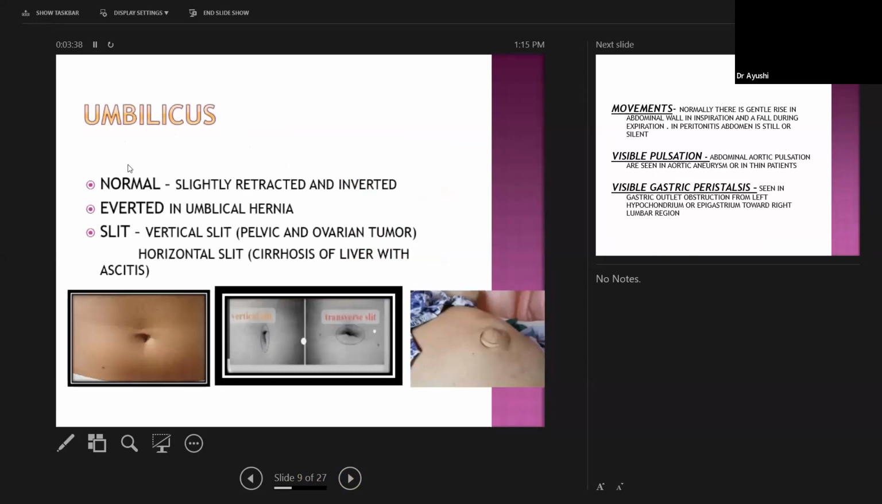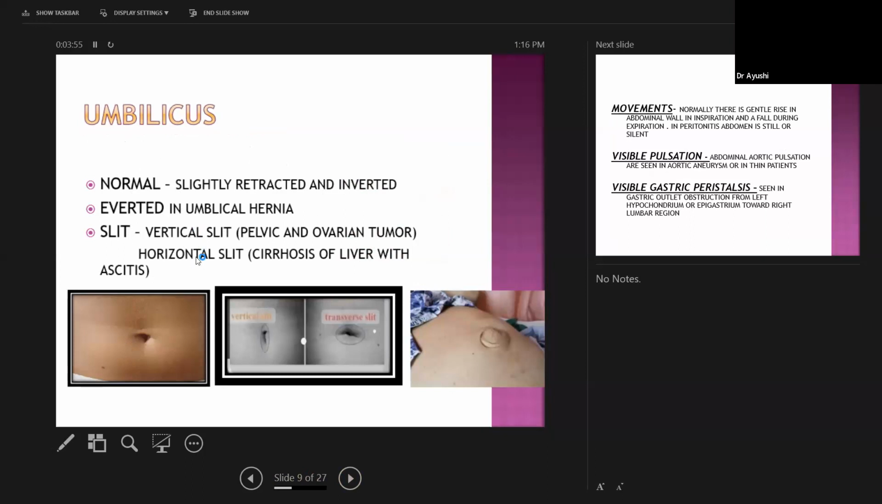Now we'll look at the umbilicus of the patient. Normally, the umbilicus is slightly retracted and inverted, as we can see in the first picture. It may be everted in case of umbilical hernia. There may also be a slit. The slit may be a vertical slit or a horizontal slit.